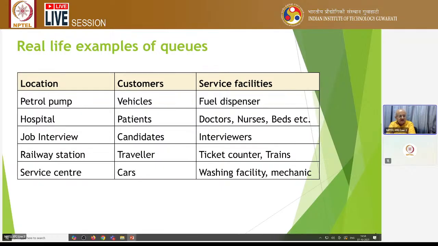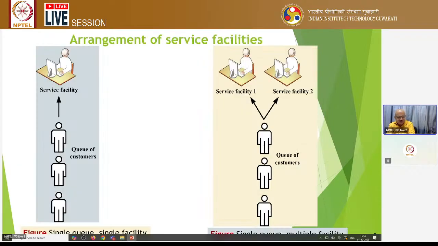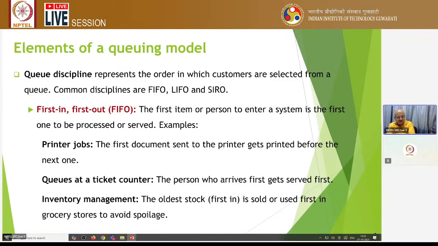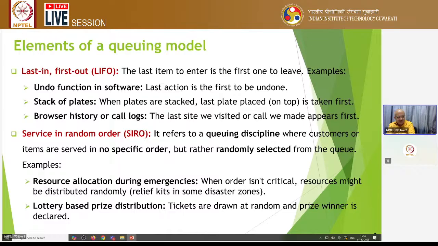Why do we study that? To decide how many counters I should open. You might have seen in the airport there are some X-ray machines, but how many should be put together? Unnecessarily, I cannot take 10 X-ray machines, as most of the time they will be idle, and I cannot take just 2 either, because then an excessive queue will form. You have to decide such things. That is why you study the queuing model.